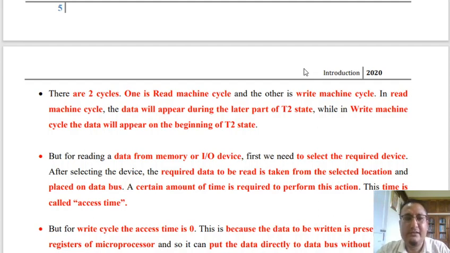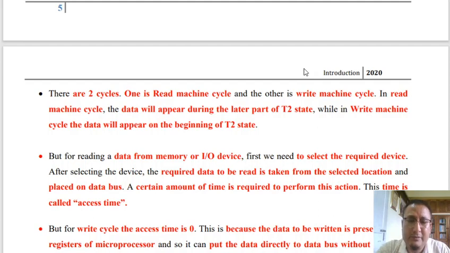So there are two cycles that can be performed using D0 to D7: the read machine cycle and the write machine cycle. In the read machine cycle, the data will appear during the latter part of T2, while in the write machine cycle, data will appear at the beginning of T2. Read machine cycle basically means you are reading a byte from the memory or IO device, and write machine cycle basically means you are writing a data byte to memory or IO device.